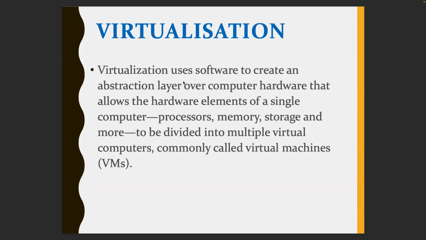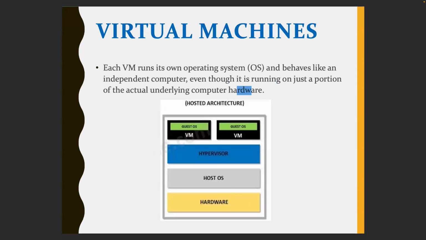Virtualization concept. Virtualization uses software to create an abstraction layer of computer hardware that allows the hardware elements of a single computer, processor, memory, storage, to be divided into multiple virtual machines. What does that exactly mean? I'll explain. See here, this is my laptop. Let's say this hardware is a laptop. On that is the host operating system, meaning some Windows or Mac.